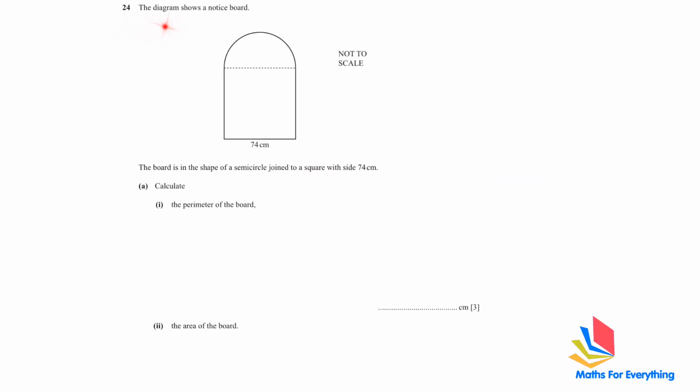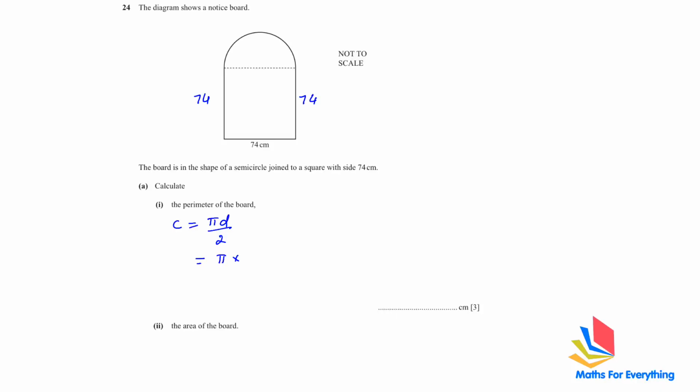Question number 24. The diagram shows a notice board. The board is in shape of a semicircle joined to a square with side 74. Calculate the perimeter of the board. Because it is a square, this side will be 74 and this will also be 74. Now we need to find this semicircle. This is a part of the circumference of a semicircle. To find this, we will use the formula circumference is equal to pi d divided by 2. Why divide by 2? Because it's a semicircle.